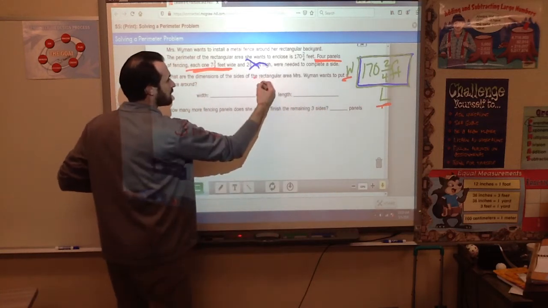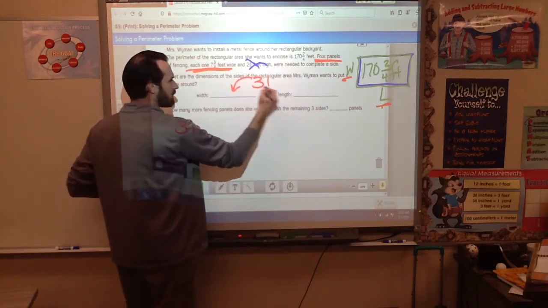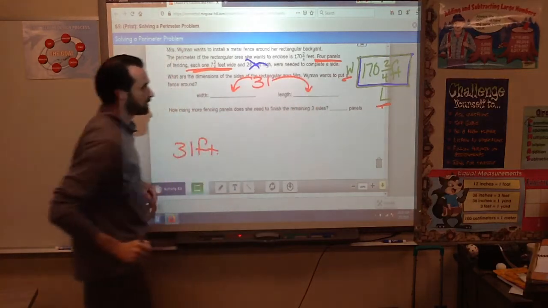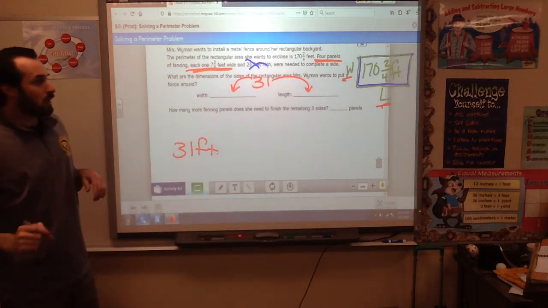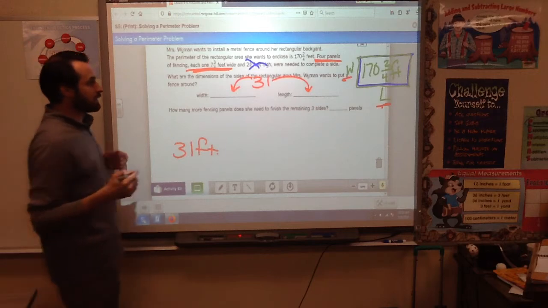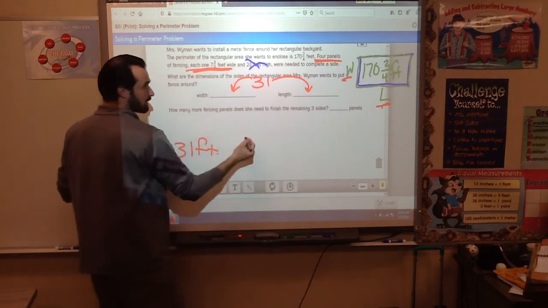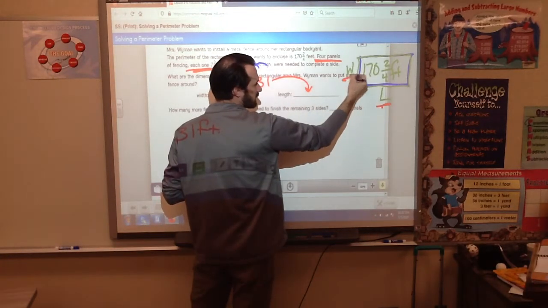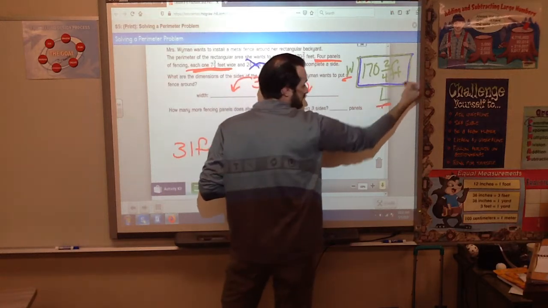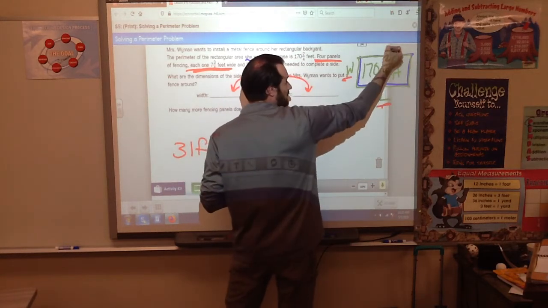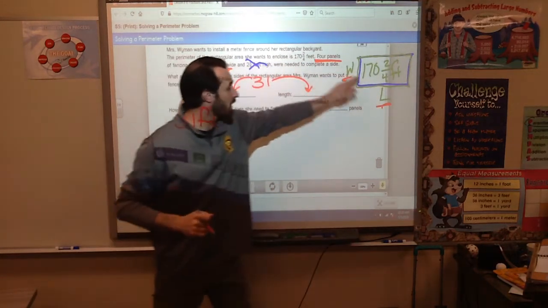Because 31 either goes in here or in here. Okay? But what we need to do is, there's going to be two sides, so if this is our rectangle, if this is 31, so is this. And if this is 31, so is this. We got to figure out if it's the width or the length.